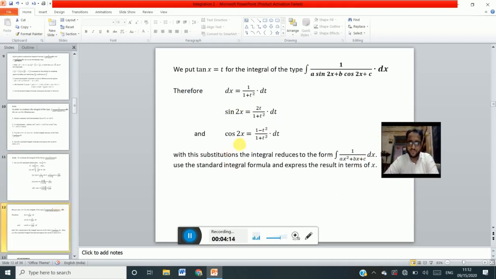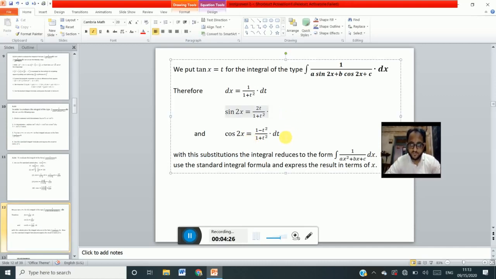And the substitution for sin 2x is twice t upon 1 plus t square, and for cos 2x it is 1 minus t square upon 1 plus t square, right? These are the substitutions in this type of integration, that is 1 upon a sin 2x plus b cos 2x plus c. After substitution, again the integral is reduced to the form 1 upon ax square plus bx plus c, and we use the standard formula to evaluate such integration, right?